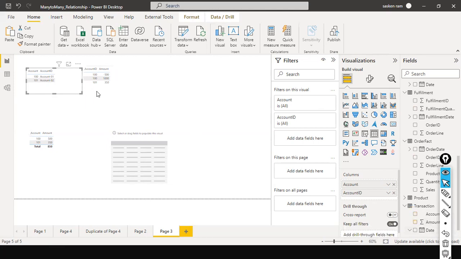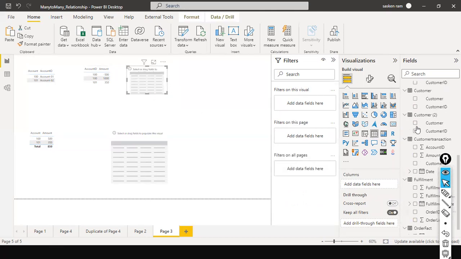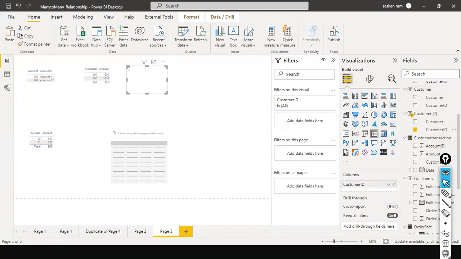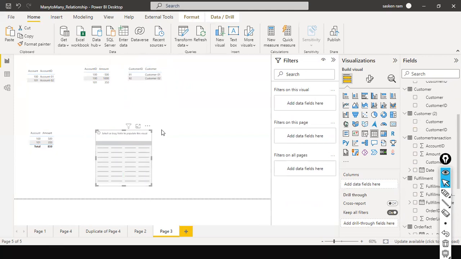In the account table, this is the information we have. In the transaction table, this is the data we have. And then I'm going to create another table visual. So customer 1's customer ID is 91. And then here I take account ID. At this moment, just see here.